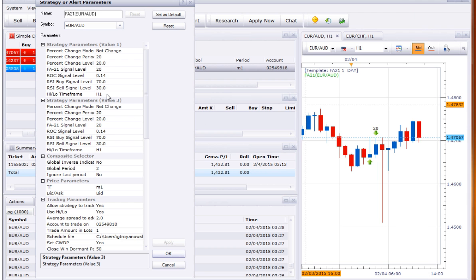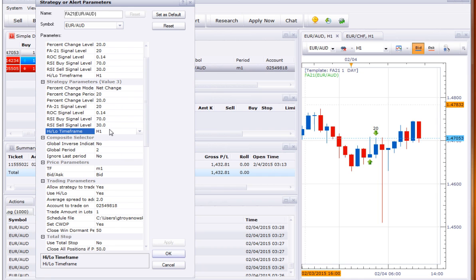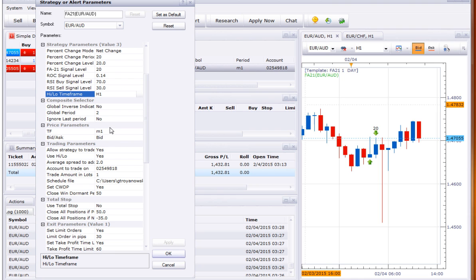So here, high-low time frame H1, that means FA21 is going to look at the parameters on an hour chart. So over here I have an hour chart. You can see H1 over here, Euro, Australian dollar. You can see we're going to take a look at this about 3 o'clock in the morning. My trading station traded and executed a positive trade of 20 pips. Put the same 1 hour or H1 value here. These are all set according to the parameter settings PDF that you have.